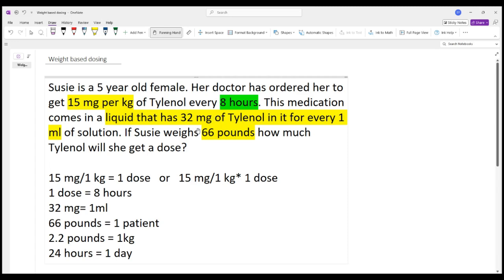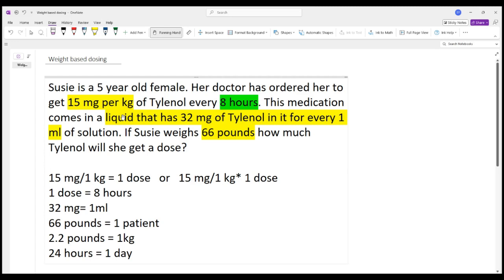Okay, so this medicine comes in a liquid. If this medicine's coming in a liquid, my answer had better be in milliliters, liters, gallons, ounces, something that measures volume. And this liquid has 32 milligrams of Tylenol in it for every milliliter of solution. So for every milliliter of liquid, it's going to have 32 milligrams of Tylenol in it. Now, Susie weighs 66 pounds. How much Tylenol will she get per dose?